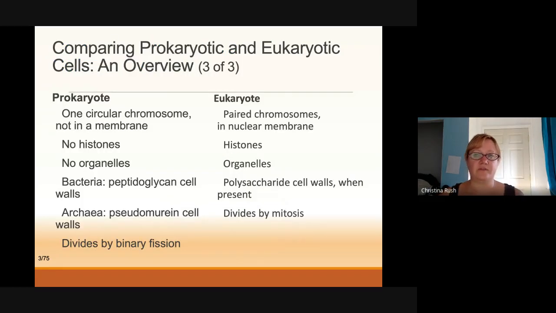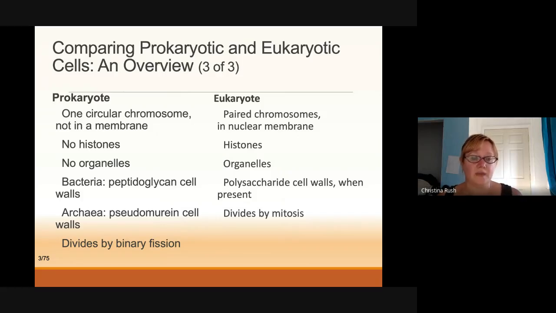So here's an overview of the differences between prokaryotes and eukaryotic cells. Prokaryotes have a circular chromosome that's not bound into a membrane. When you look at the chromosome of a prokaryote, sometimes they draw it pretty crazy all over the place, but if you were to tease it all apart, it's a perfect circle. Prokaryotes do not have histones, so they're not going to package their genome by wrapping it around those protein histones. Prokaryotes do not have any organelles, nothing that is membrane bound.